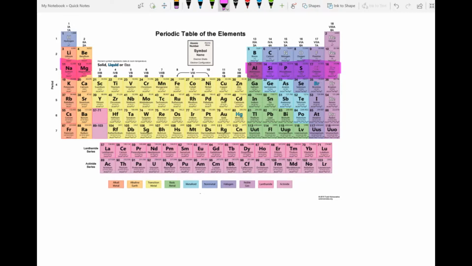So we're going to take it step by step and move across the table. The first one that we're really going to focus on is sodium. So number 11. That's the one that we want to look at first. Number 11 means we're going to have 11 electrons.